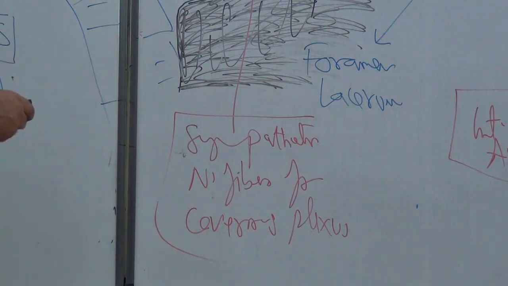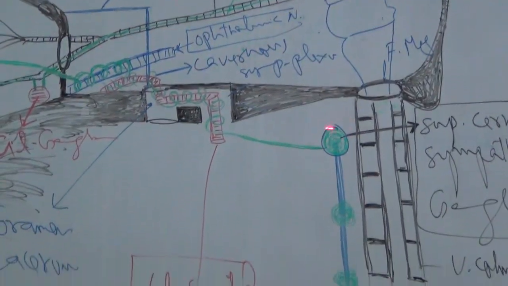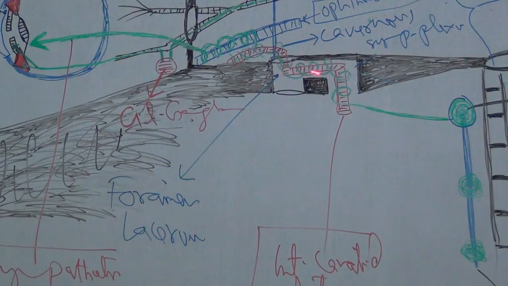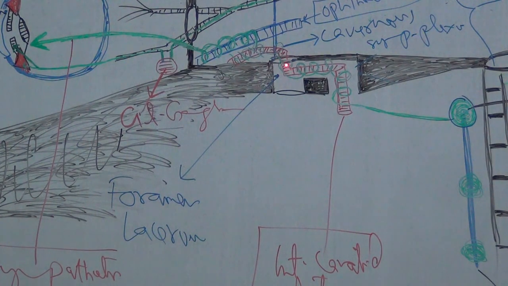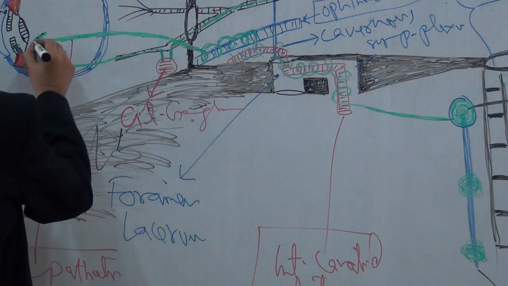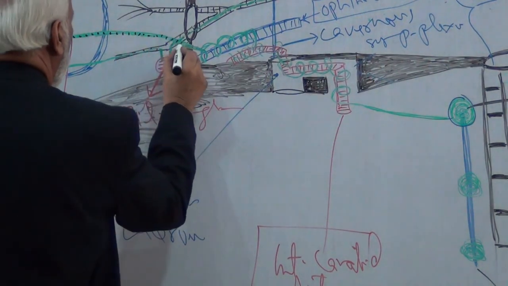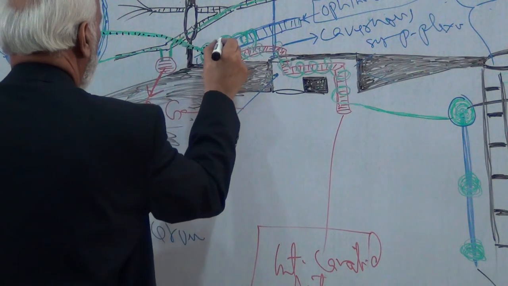So the postganglionic sympathetic fibers originate from superior cervical sympathetic ganglia. These sympathetic fibers follow the course of internal carotid artery through carotid canal, upper half of the foramen lacerum, enter the cranial cavity, and the internal carotid artery runs through the cavernous sinus. So in this way, these sympathetic fibers reach the cavernous sinus where they form a plexus. And from this plexus, sympathetic fibers arise, which enter the orbit.